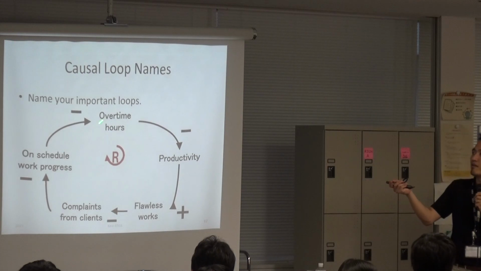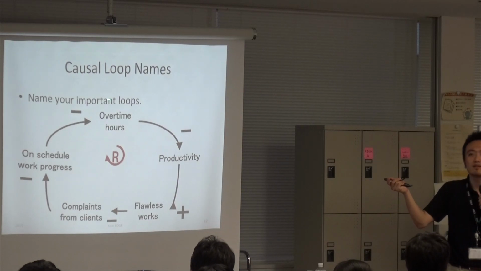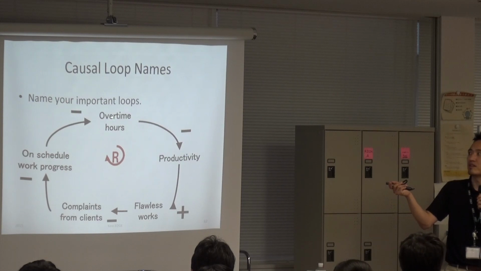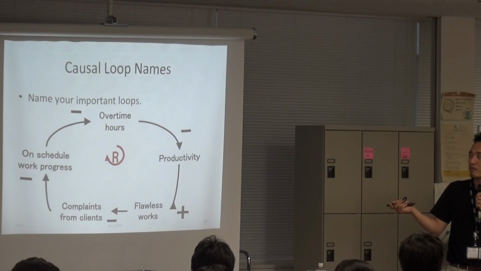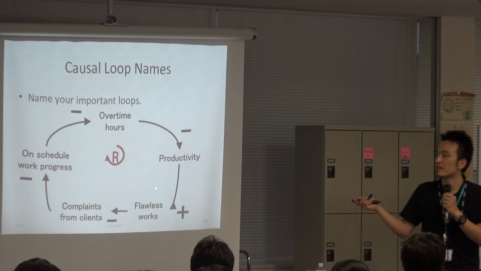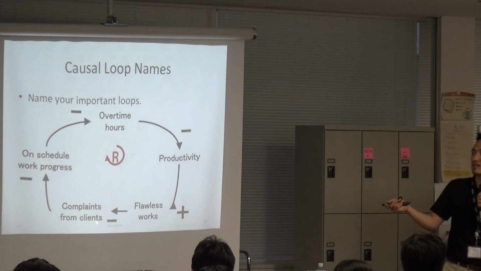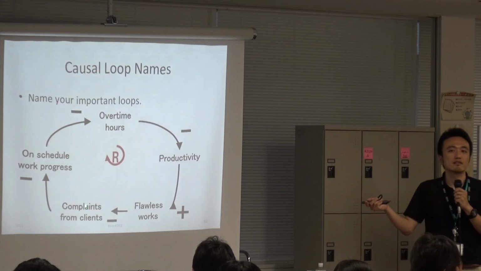One day, you have fewer overtime hours. You start to have a decrease in overtime hours. Decrease, okay? What happens to your productivity? It'll increase, right? And once you have an increase in productivity, you have a flawless work increase, right? Because there's a positive relationship. You have a flawless work increase, then you have fewer complaints from clients, right?